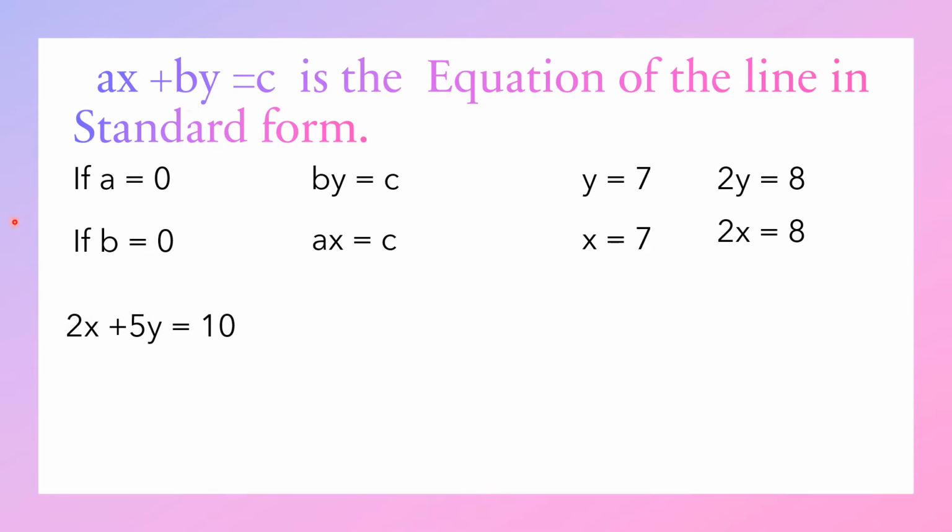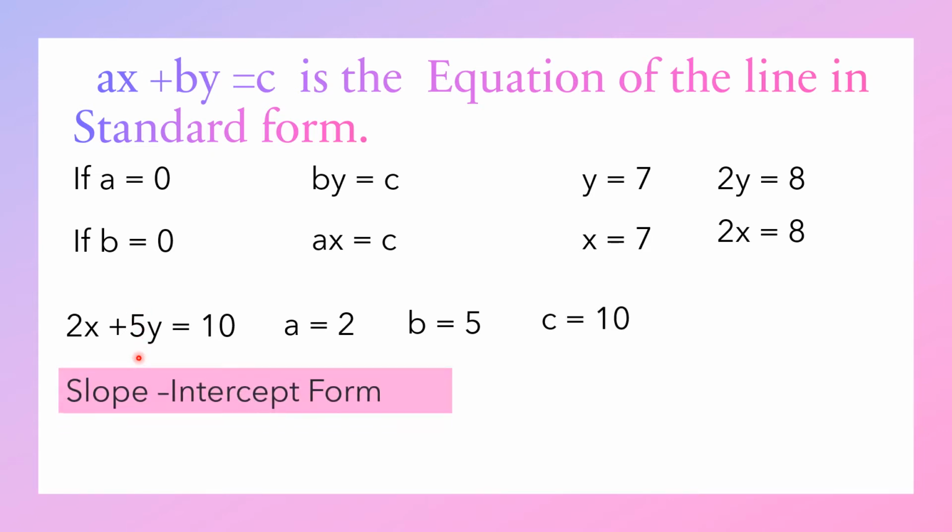Okay, so now this is 2x plus 5y is equal to 10, which is the complete standard equation of the line. And we are going to identify the value of a. A is simply the numerical coefficient of x, and that is 2. And b is the numerical coefficient of y, and that is 5. And c is equal to 10.